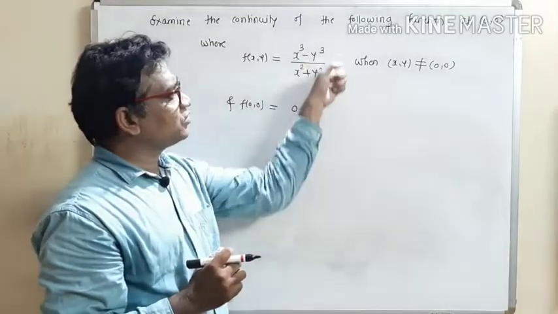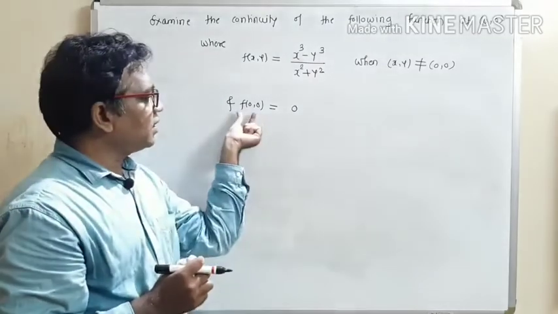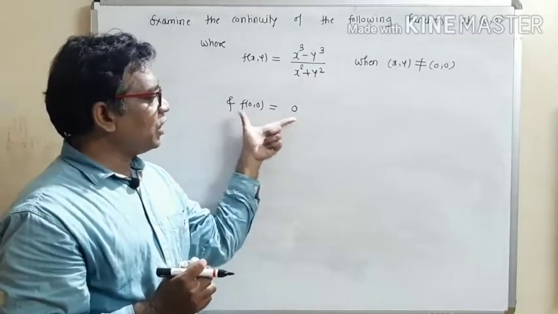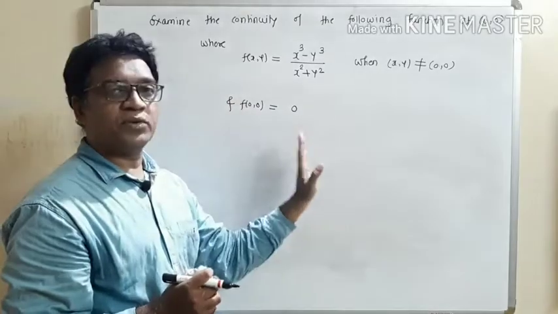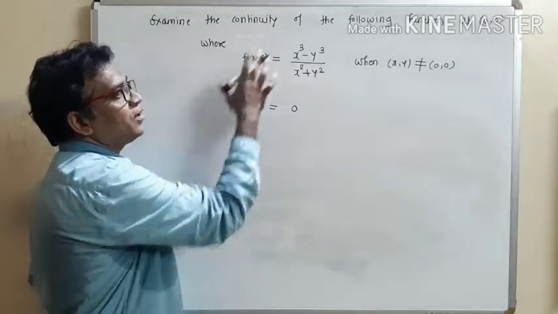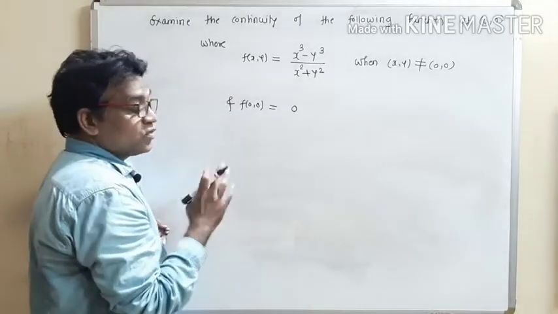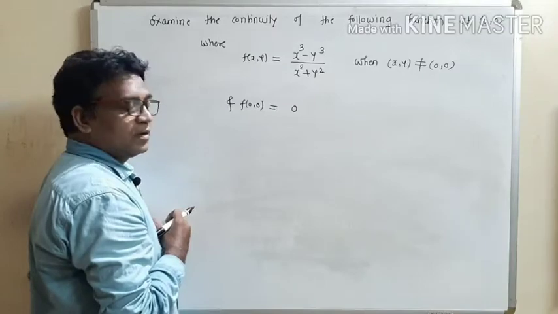f(x, y) is given as (x cube minus y cube) divided by (x square plus y square), and the value of the function is given as equal to 0. The question is, check the continuity at the given point (0, 0). So let us see the definition of continuity.